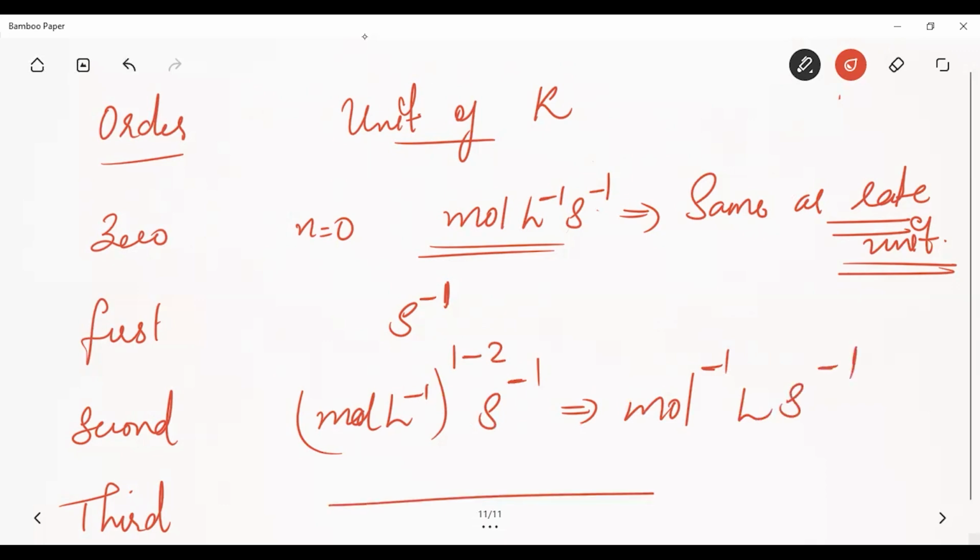And for third order, you have to find the third order unit using this general expression and comment it in the comment box. Let me check if you are getting how to find out the unit of rate constant. Yes. Okay, moving to the question.